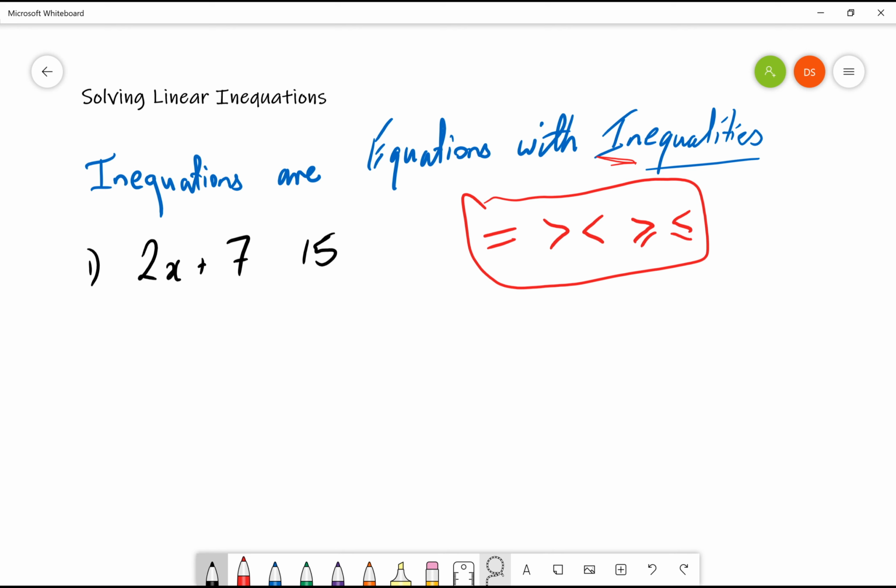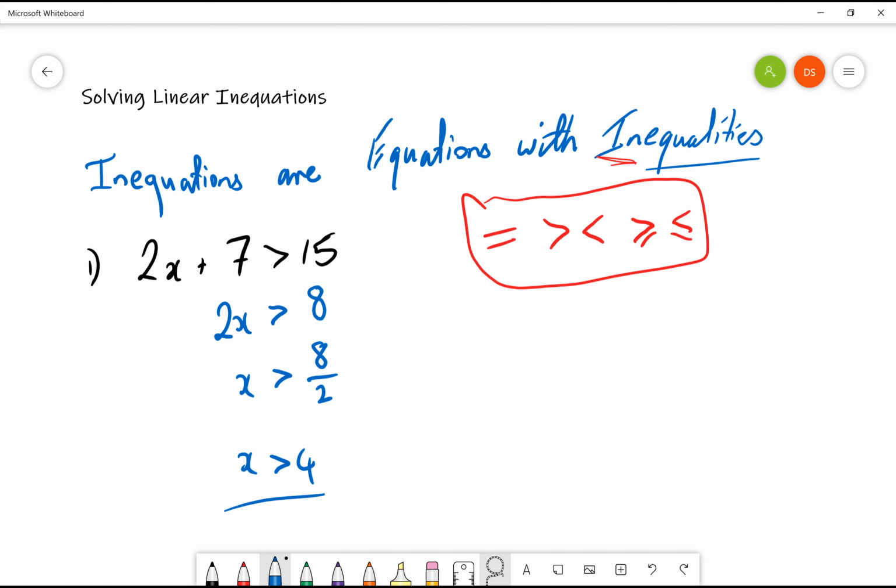And so I'm going to go back to the greater than sign I had. The algebra shouldn't change. So let's subtract 7. What's 15 take 7? 8. This sign doesn't change. And then I divide by 2. Does anything change? No.